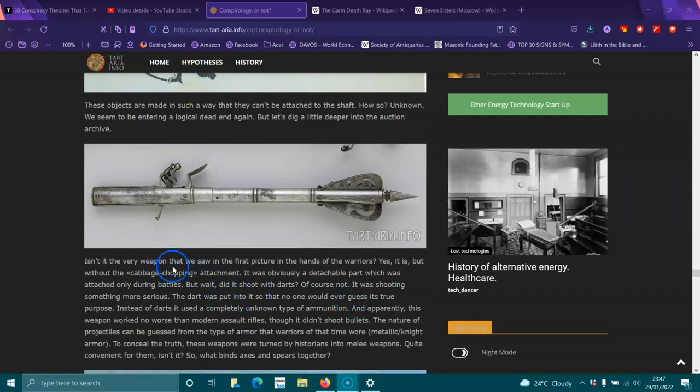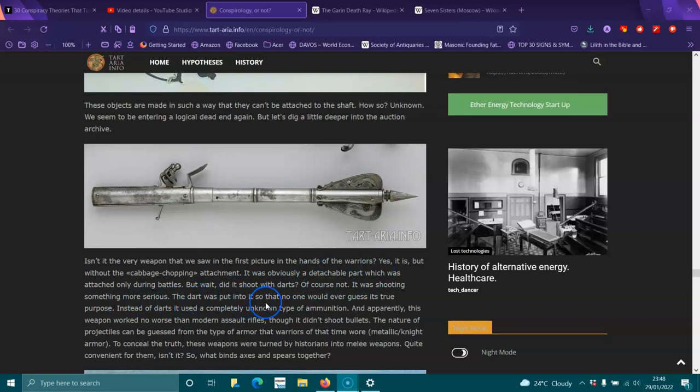It isn't the very weapon that we saw in the first picture. In the hands of the warriors? Yes, it is, but without the cabbage chopping attachment. It is obviously a detachable part which is attached during battles. But wait, did it shoot with darts? Of course not. It was shooting something more serious.